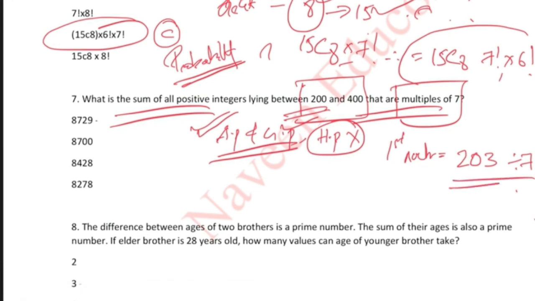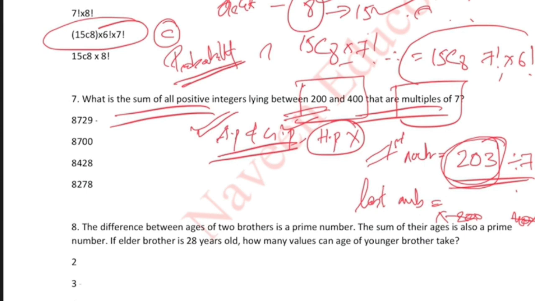So this is the first number we have got. 203 is the first number. And we have to find the last number to find the sum. In the question it is given between 400 and 200. So 200 will not be added, and also 400 will not be added. We must not consider 400 and 200. So just before 400, it is 399, right? Exactly, 399 is divisible by 7. So we have got the first and last number.